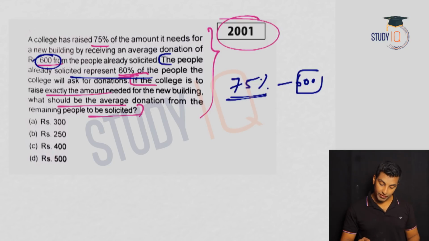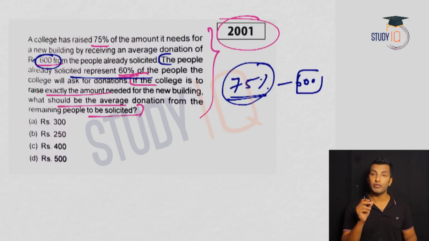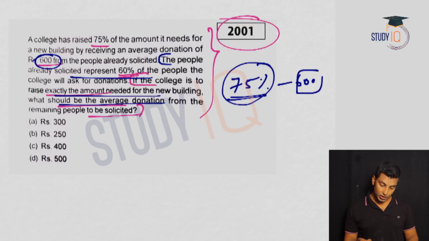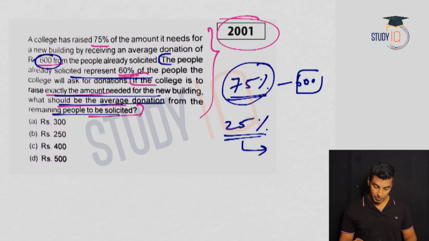Okay, so 75% of the amount you got from 60% of the people whom the college is going to ask. Okay, that's what we understood. Now if the college is to raise exactly the amount which is required for the new building, what should be the average donation from the remaining people to be solicited? Okay, so what we need is 25% which is left out, and remaining people means 40%. Let's see how you're going to solve this question.